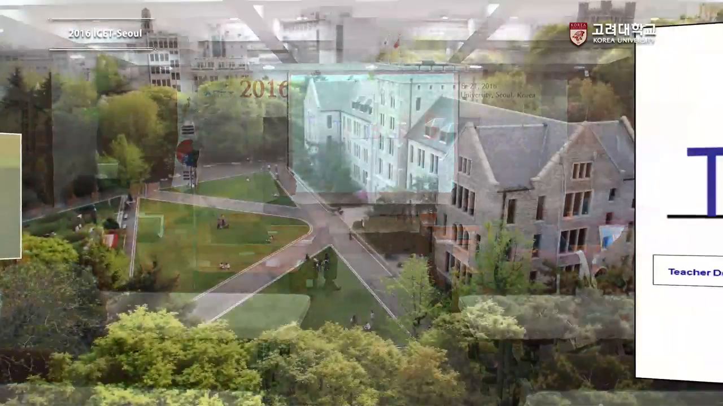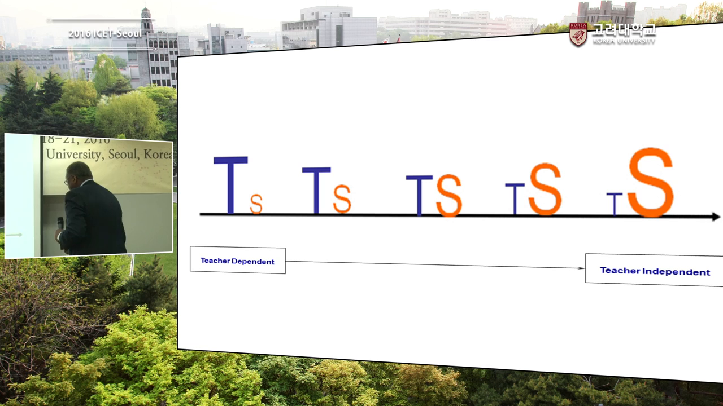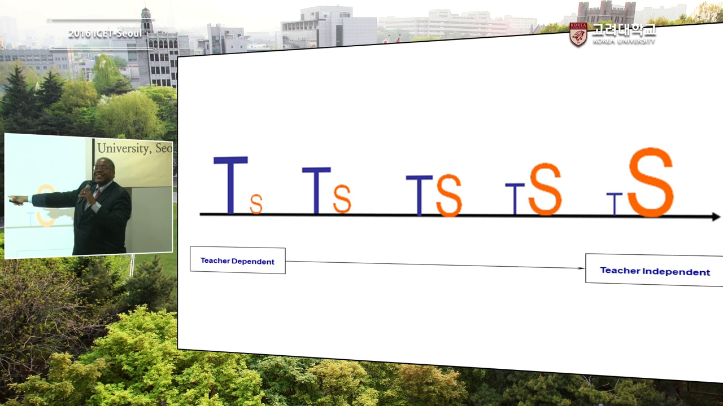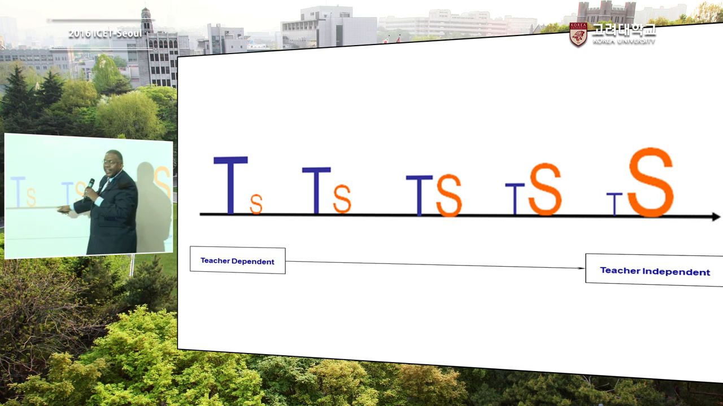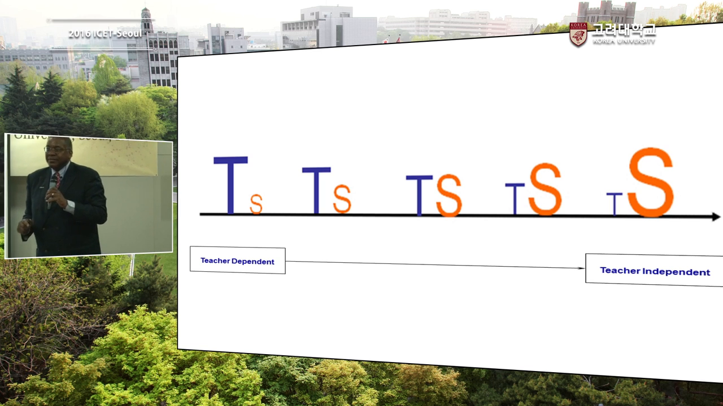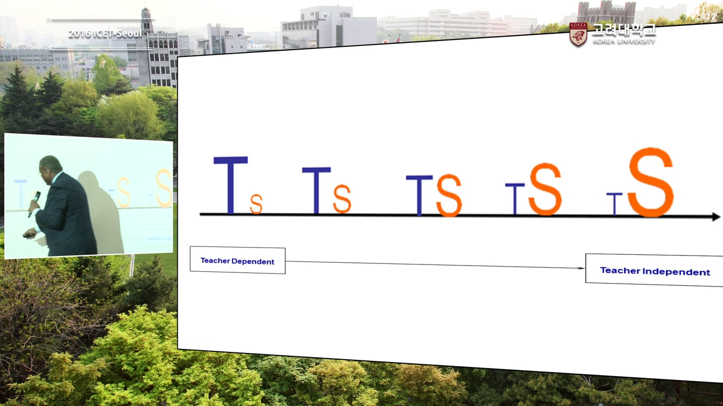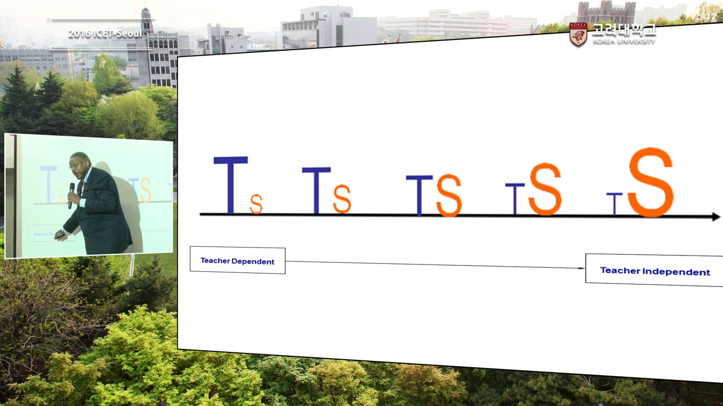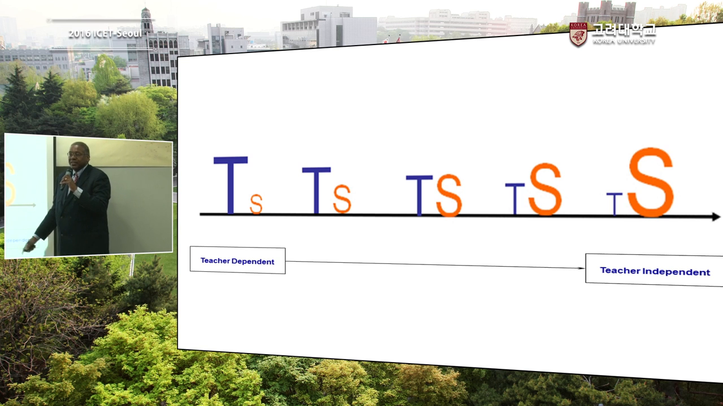And then take a look at this. Good instructional designer. Can you see this? Let me let you take a look at it. Let me allow you to read that. You may not be able to see these words. It says, teacher dependent, teacher independent.